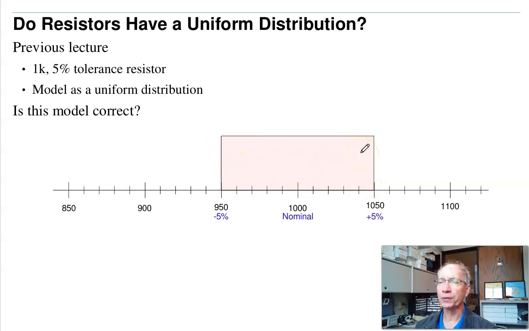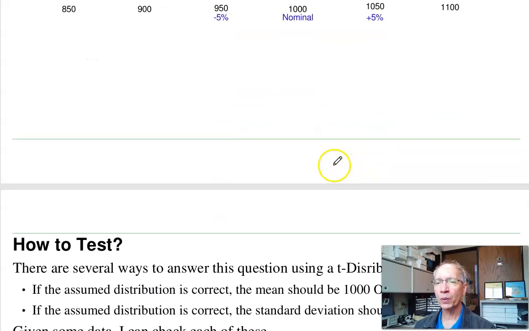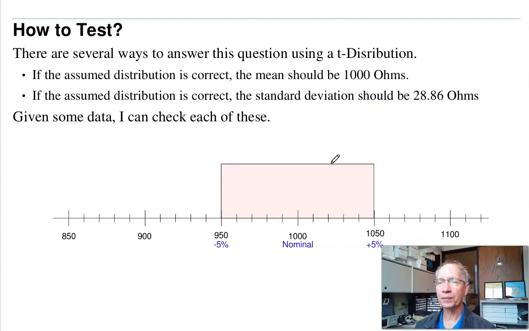That's the uniform distribution. Well, here's a question for you. Is that assumption correct? Do resistors really have a uniform distribution? To answer that question, I need data. And once I have the data, I need to look at how to analyze it. There's a couple of ways. If a uniform distribution is correct, then the average should be 1,000 ohms. If I collect a whole bunch of data, what's the probability that the population's average is 1,000 ohms? Again, that's a population question.